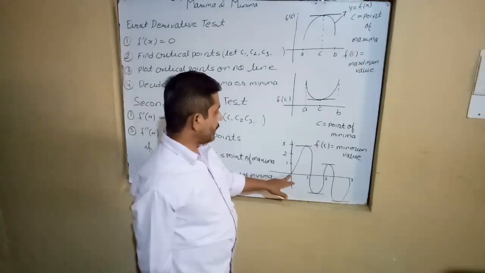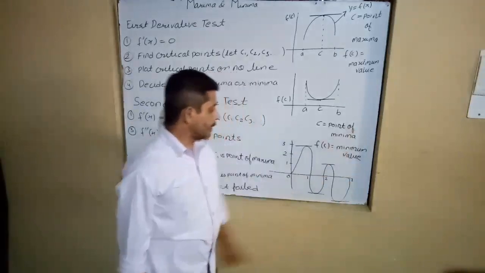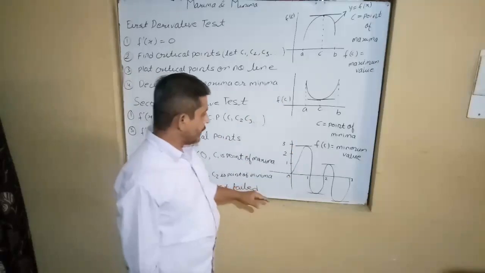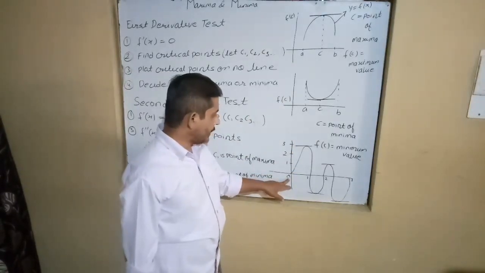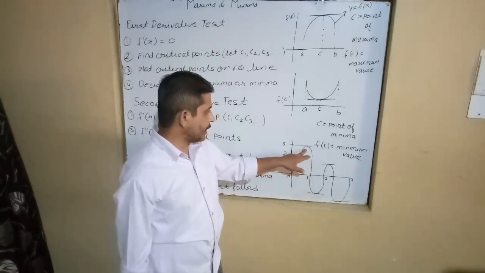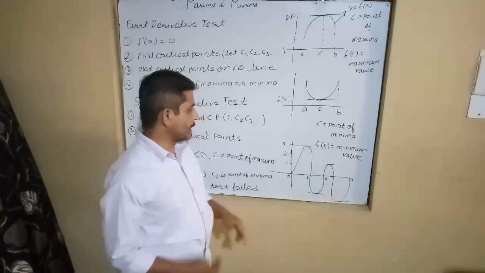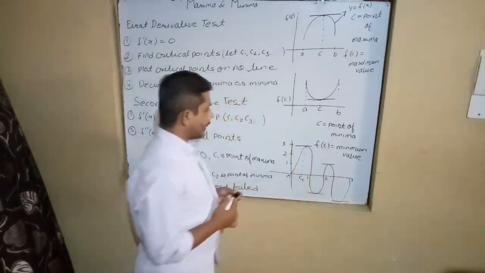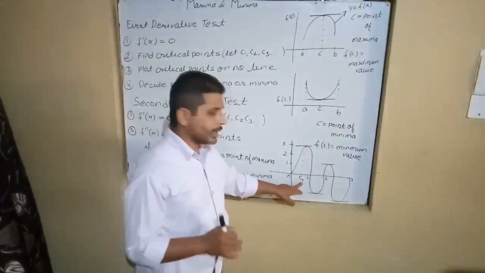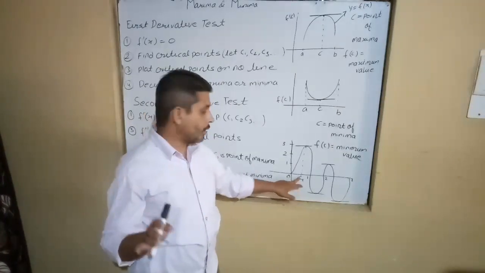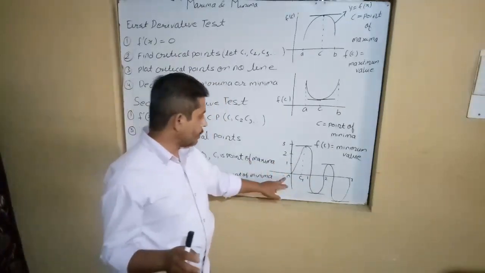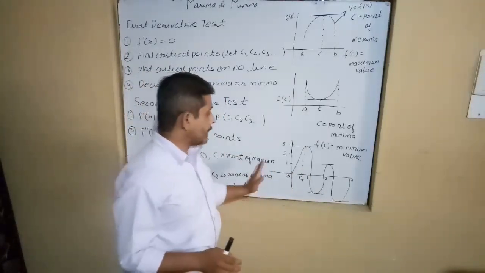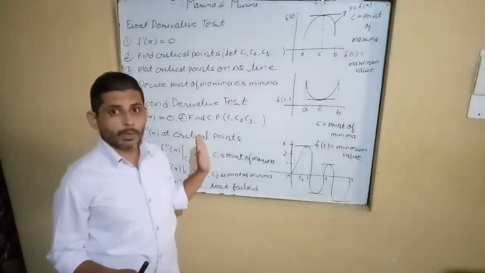Look at the third graph. Here we draw a graph, a wave. If we talk about the interval 0 to 1, the value is 3. So we can say that at this point C1 the graph attains a local maxima in 0 to 1. If we talk about a particular interval, there are so many minima and so many maxima.